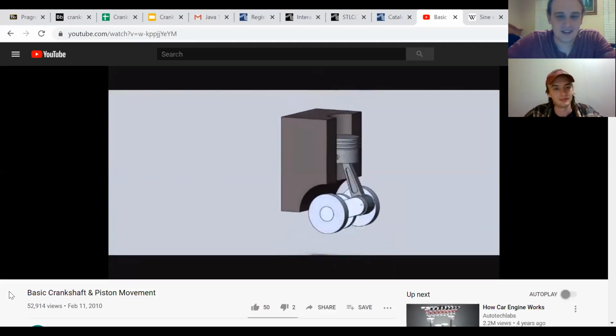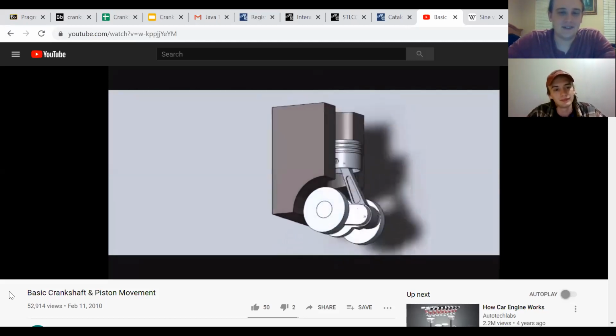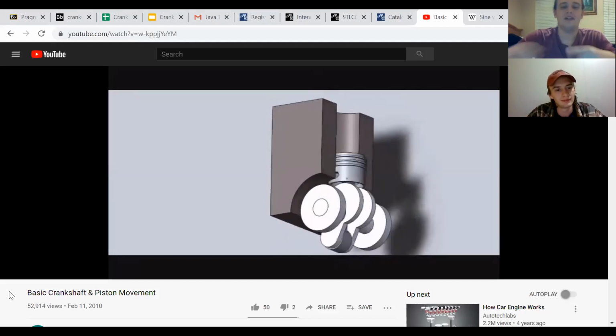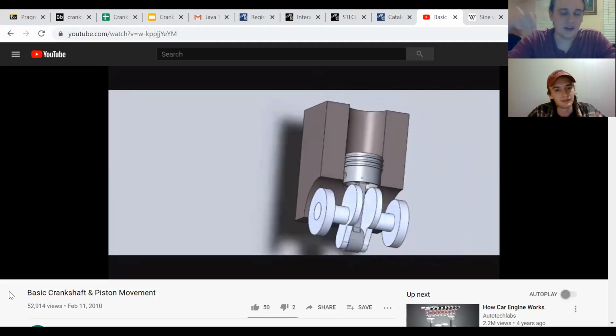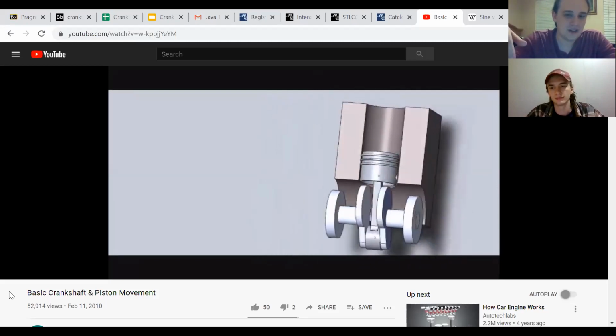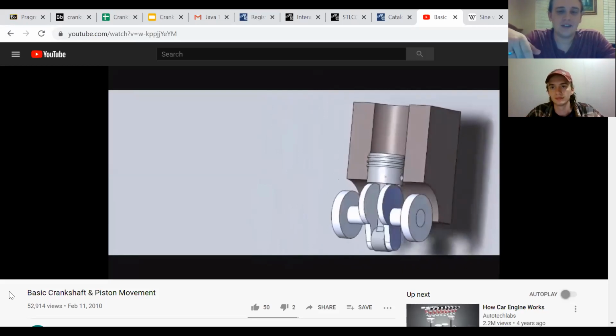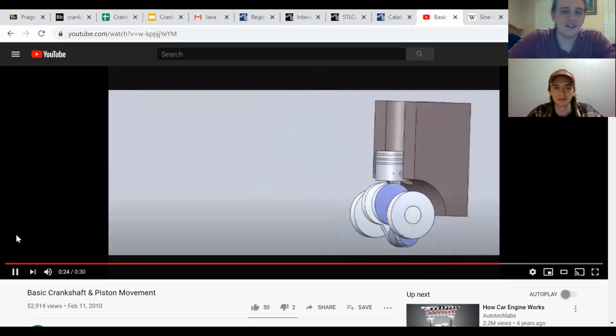Truly mesmerizing. A crankshaft is a tool that lets you convert the lateral movement of a piston to rotational movement. The connecting rod there that moves off of the piston rotates the crankshaft.